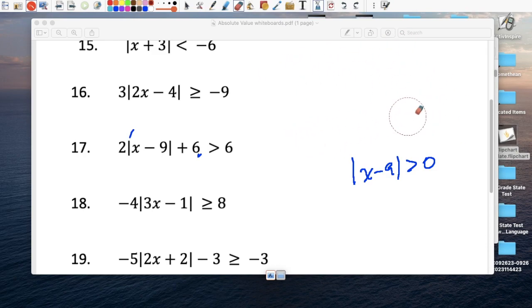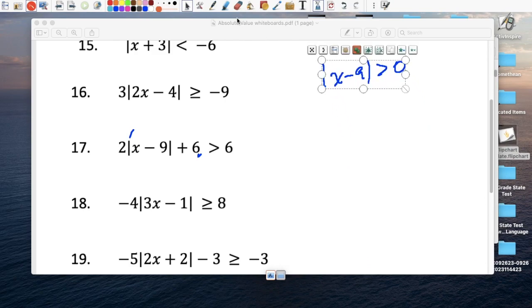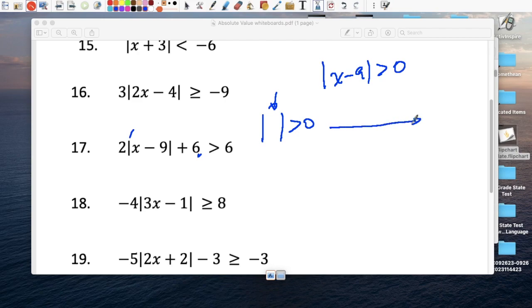Right, so let me remove this. Let me push this guy up just a little bit. So let's think about this. Absolute value of something, so let's forget the x minus 9 and just focus on this. When is that greater than 0? Well, let's draw a line.